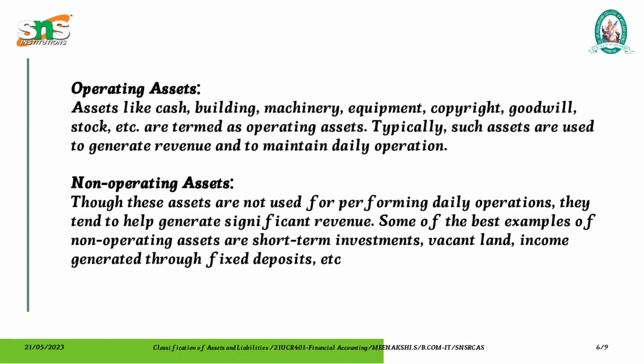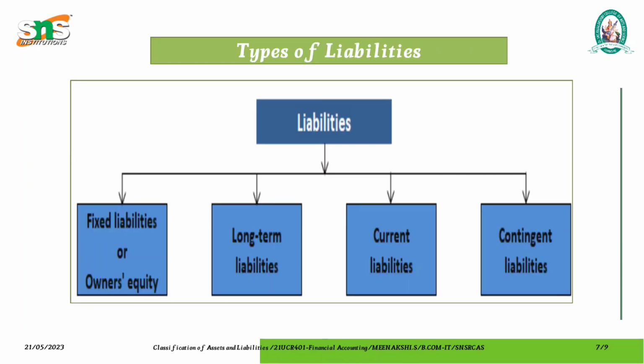Then, operating assets. These assets are termed as operating assets because it is very useful to generate revenue and to maintain daily operation. Non-operating assets. These assets are not useful for day-to-day operation, so they are known as non-operating assets. These assets are not used for performing daily operations. They only tend to help generate significant revenue. Examples of non-operating assets are vacant land, income generated from fixed deposits, etc. So these are all the types of assets.